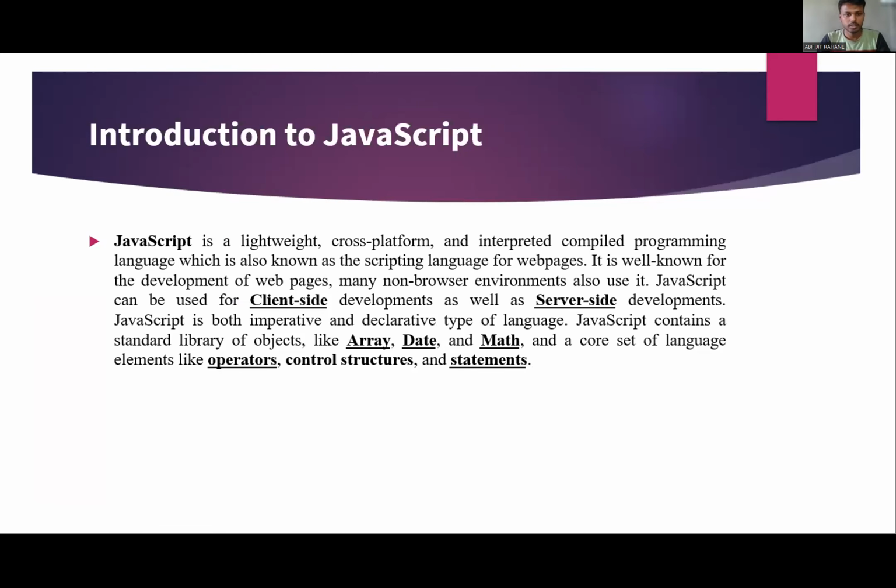JavaScript is a lightweight, cross-platform, interpreted, compiled language, which is used for both client side and server side. We use most of the standard library objects of JavaScript, like array, date, and math functions. This is the core set of language elements like operators, control structures, and statements.